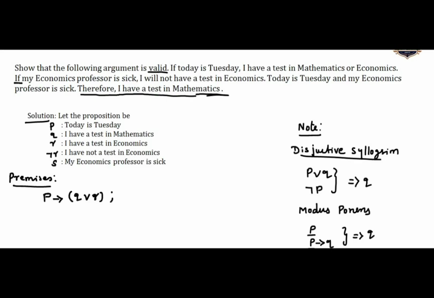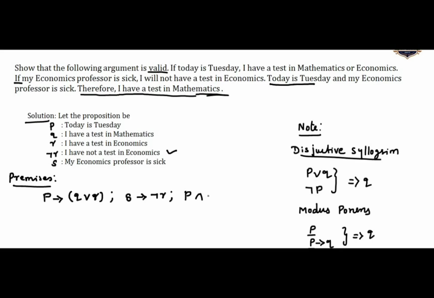Now the second line: if my economics professor is sick, I will not have a test in economics. The economics professor is sick is the variable S, and this is also an if-then statement, so we can write S then negation R. This is the next statement. The third sentence is: today is Tuesday and my economics professor is sick. Today is Tuesday is denoted by P. And this is not an if-then statement, just a conjunction statement only.